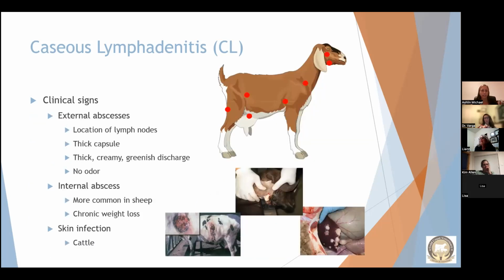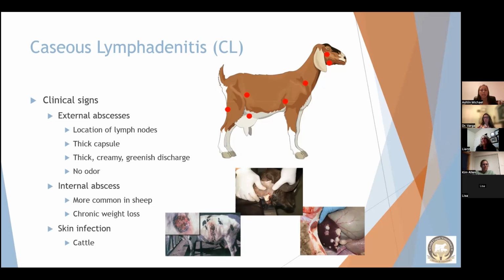The clinical signs, typically the ones we'll see that are the most obvious, are the abscesses that occur at the site of lymph nodes. You can see the goat on the right with the red points of where the lymph nodes are. So those are spots that are typical in CL. They tend to have a thick capsule with thick, creamy, can have greenish discharge, typically no odor, but sometimes it can look a little bit different.